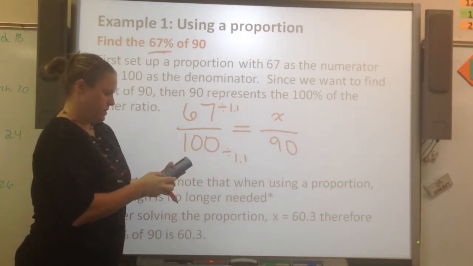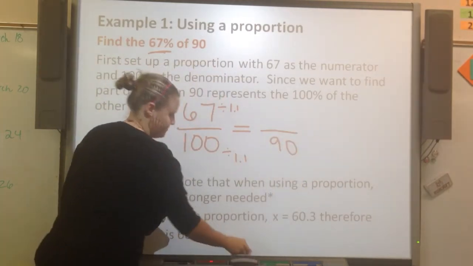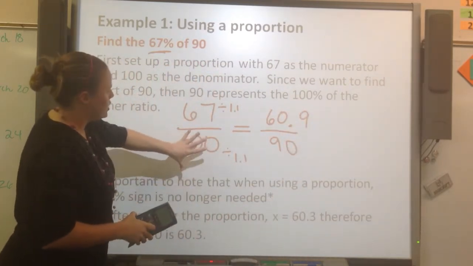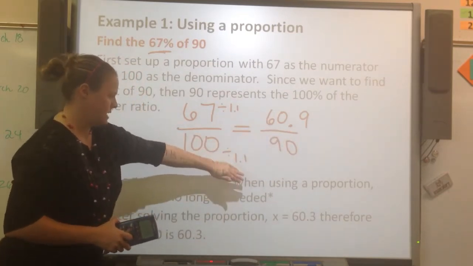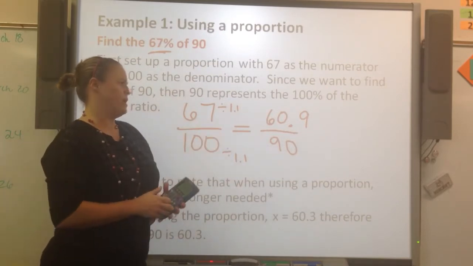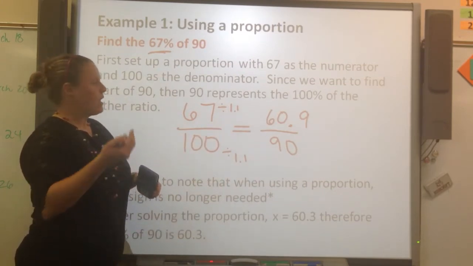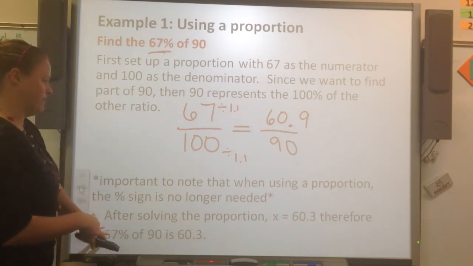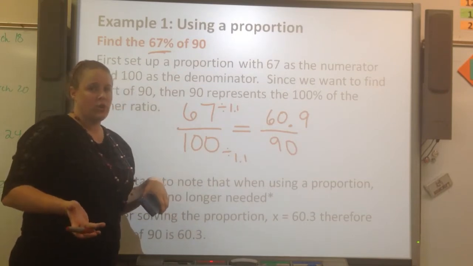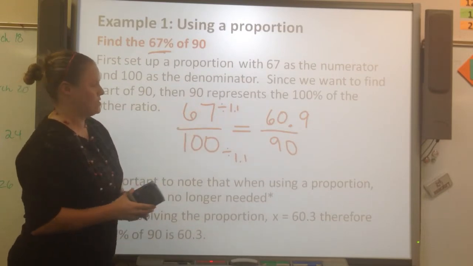So 67 divided by 1.1 is equal to, and I'm going to erase this because I need it, 60.9. So again, how did I get from 100 to 90? I divided by 1.1 to get that. And then 67 divided by 1.1, and I get 60.9. So mathematically, my answer is 60.9. However, if I was asking in real life how many kids are going, you would say about 60 kids are going to be going to the movie. So that's how you would interpret that question.